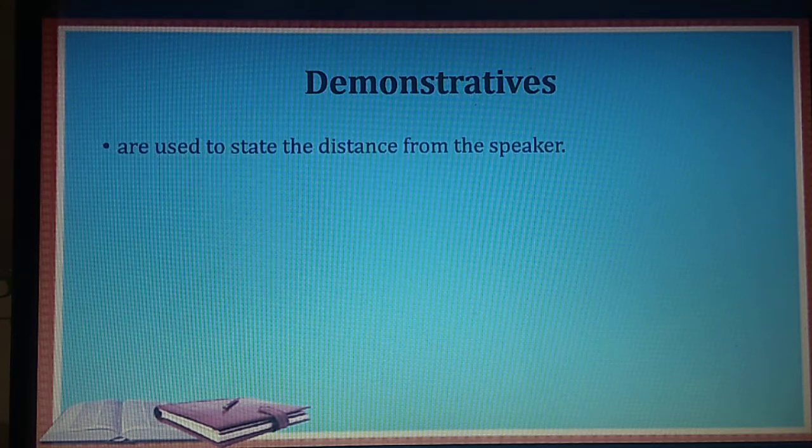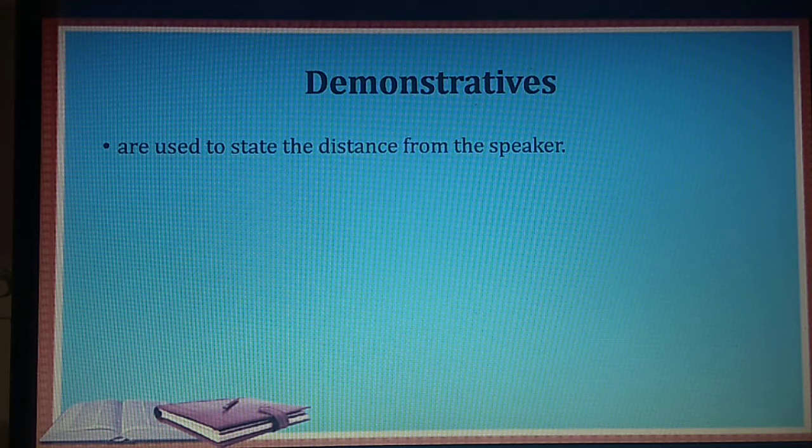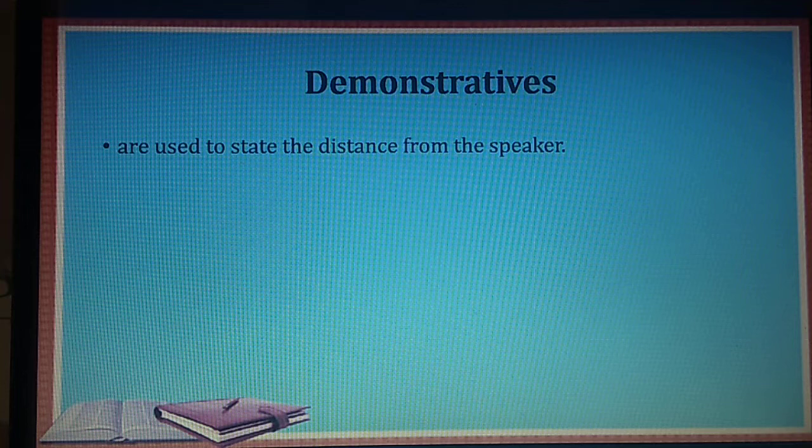The second form of determiners is demonstratives. Now children, what are demonstratives? Demonstrative means to show something. Now to show something, those things could be near to you or they can be far from you. So it generally talks about the distance from the speaker, how far that object is from the speaker. Now in this case, when you talk of distance, there are only two things. One thing is something which is very near to you, another thing is something which is very far from you.